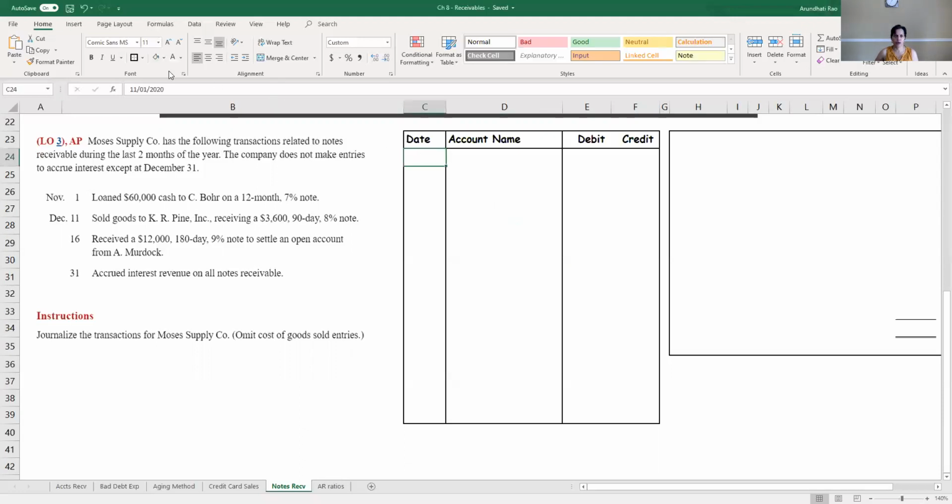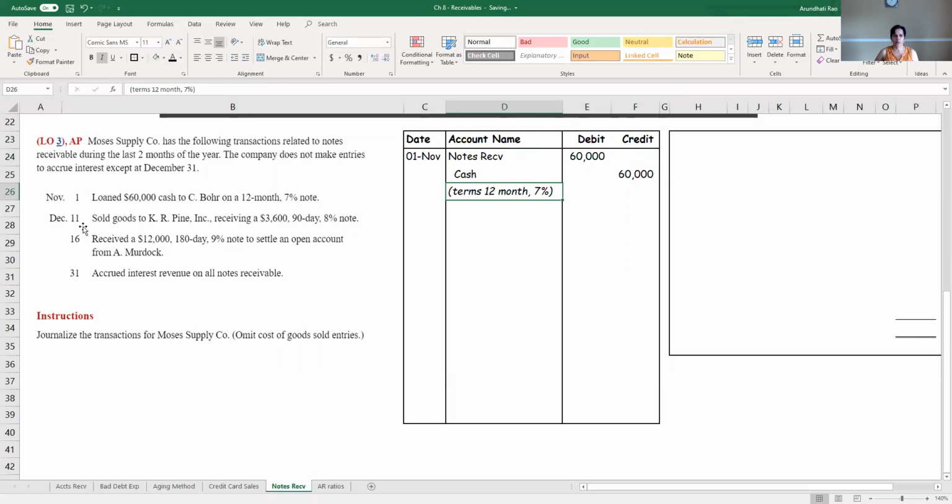So on this date, on November 1st, I'm going to have my first journal entry over here that I'm going to record. And it's notes receivable debit. And I'm going to credit cash because I gave out cash. And the terms of this note are 12-month, 7%. I need to know how long the note is for, so I know when the due date is and how much interest I need to charge from this customer. I need to collect from the customer.